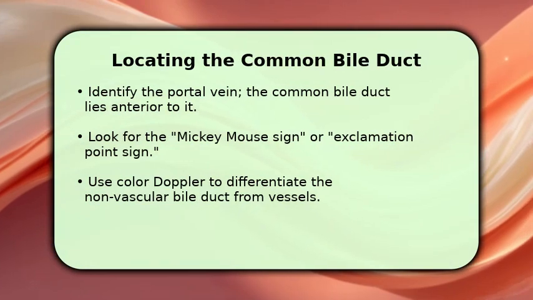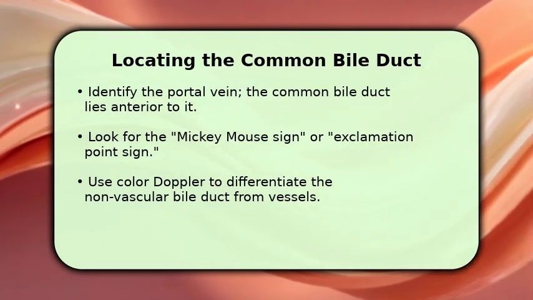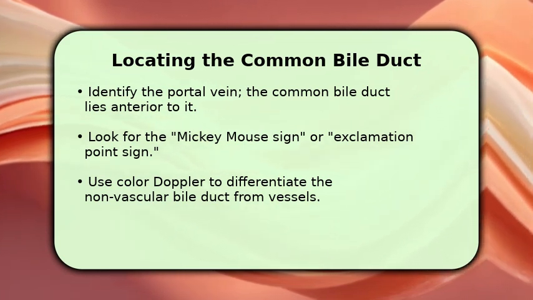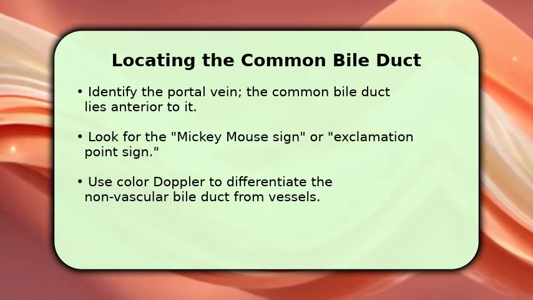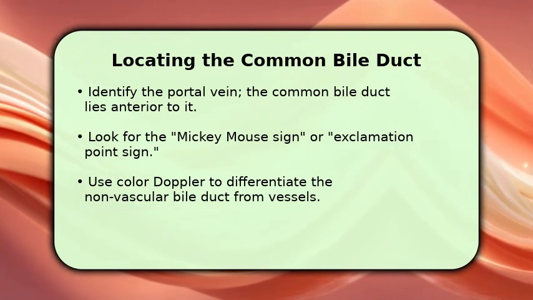Finding the common bile duct often involves identifying key anatomical landmarks. The portal vein is your primary guide. The common bile duct is typically found directly anterior to it. Look for the Mickey Mouse sign, where the portal vein is the head and the bile duct is an ear.